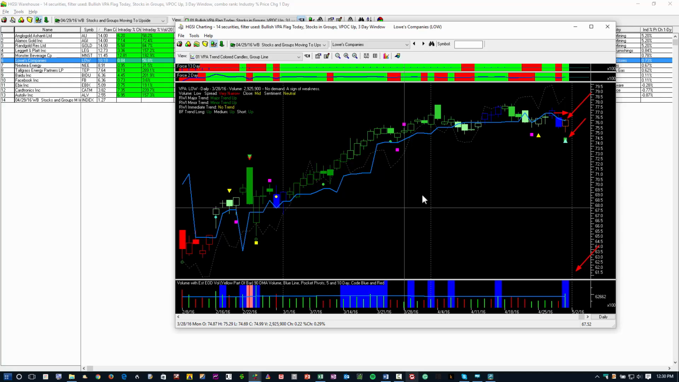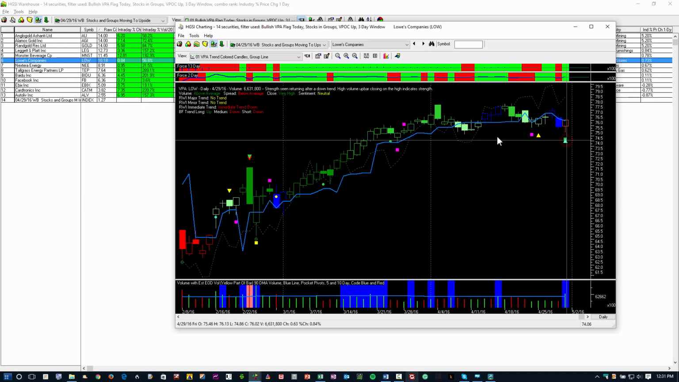By the way, I'm working on a system, somewhat of a system, with the volume point of control, where you don't buy the impulse or the move, but you wait for the next day, and hopefully you get a little pullback, and then you buy or short. But that's to come. That's not included in this. I'm not ready for prime time on that.